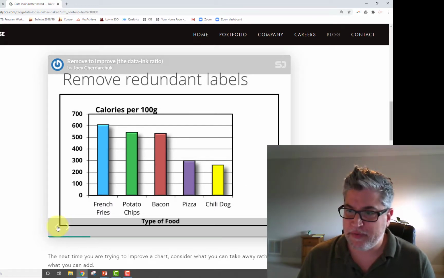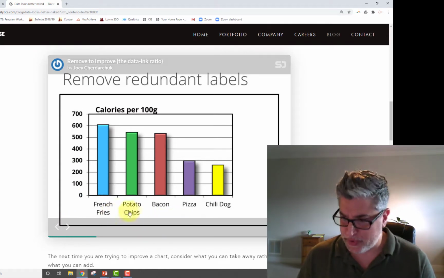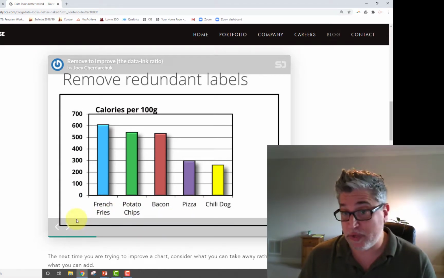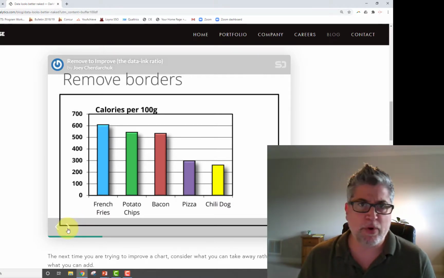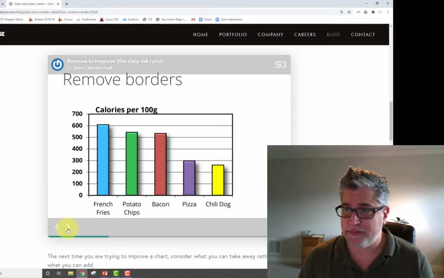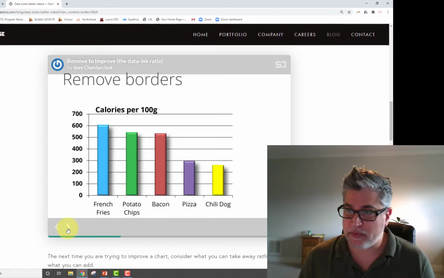All right, let's get rid of even more. Number of calories. It already says calories on there. You don't need to say it twice. You didn't need to say types of food, because there it is. Those are foods. I think you can figure that out. Removing the border, because that's unessential. You can make things lighter. Remove all kinds of borders.